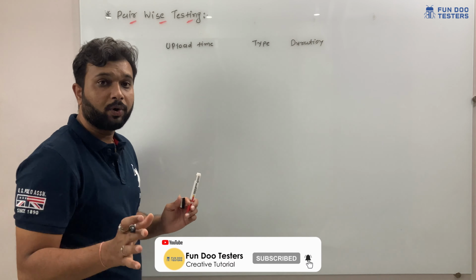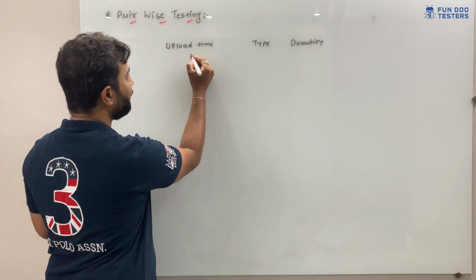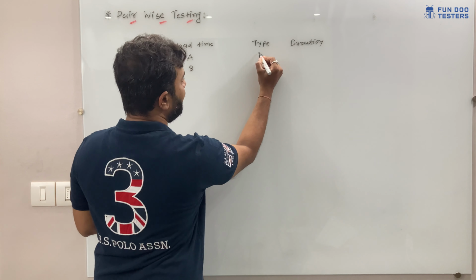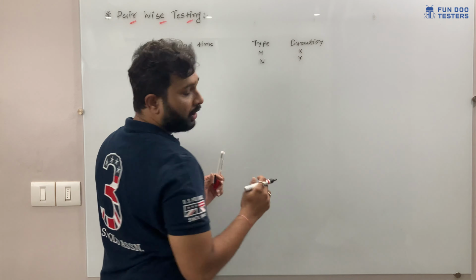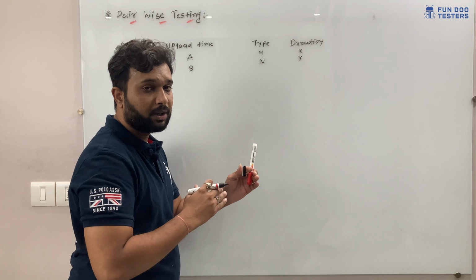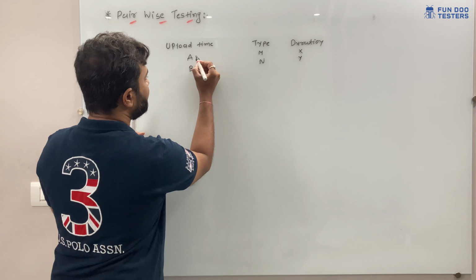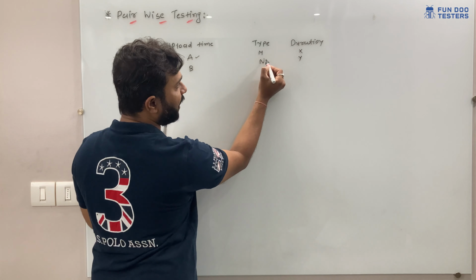With this, I am going to consider only two inputs. With the upload time, let's say I am taking A and B. With type, I am considering M and N, and with duration, I am considering X and Y. So here I have to make multiple combinations with each test data. So let's say first I am going to select A. Along with A, I can select M and N.